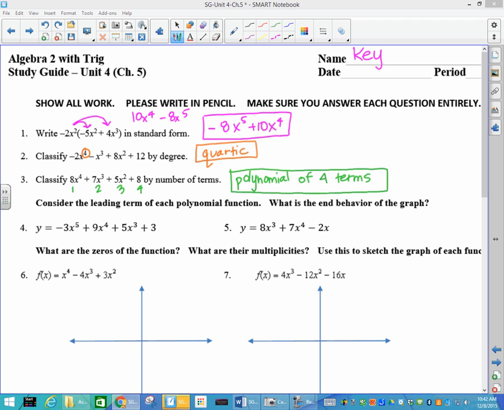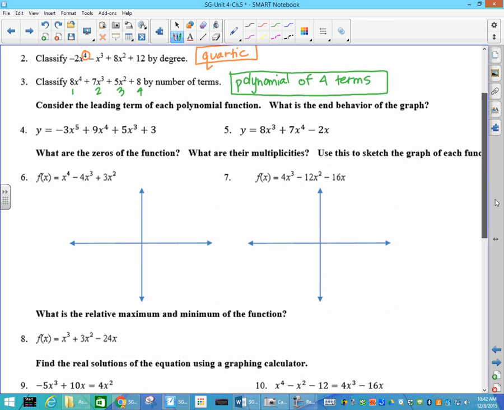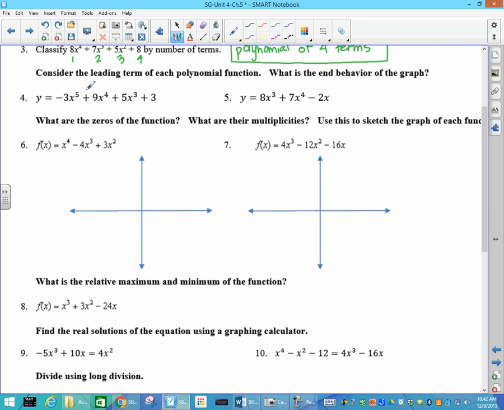Okay, number 4. Consider the leading term of each polynomial function, and then what is its end behavior. The leading term is the one with the highest exponent, and you've got to pay attention first of all to the degree, and the degree here is odd, and then you pay attention to whether it's plus or minus, and this time it's negative. So odd negative. Odd positive is like our cubic that goes down, up. So an odd negative is going to be up and then down, and that's all you have to write. Don't give me the arrows, give me the words up, down. Okay?